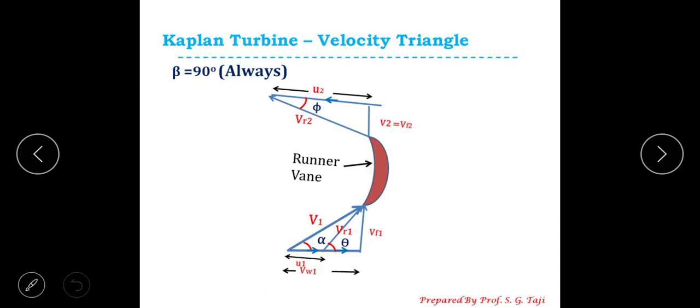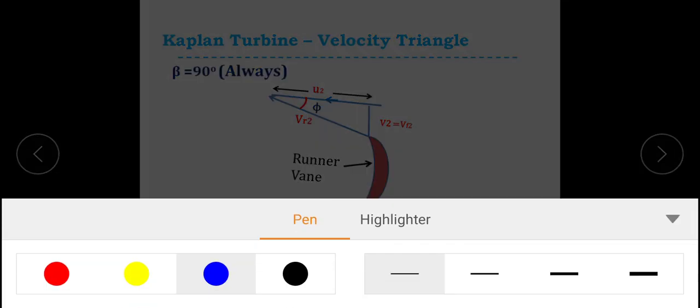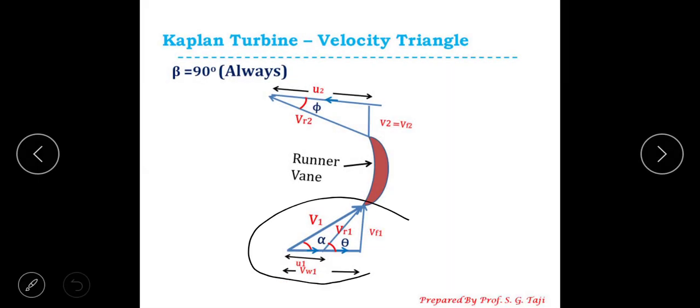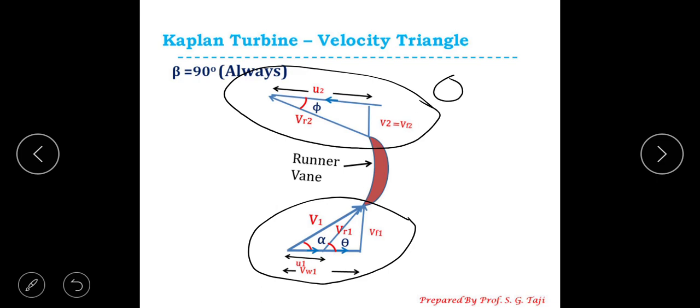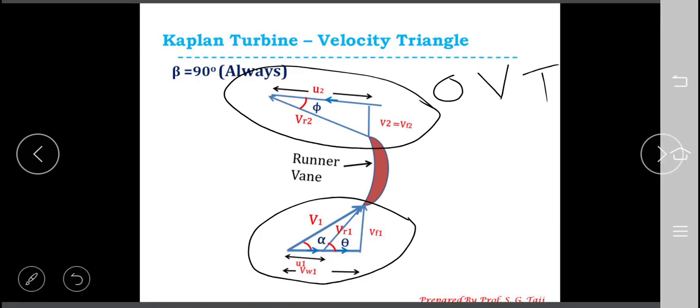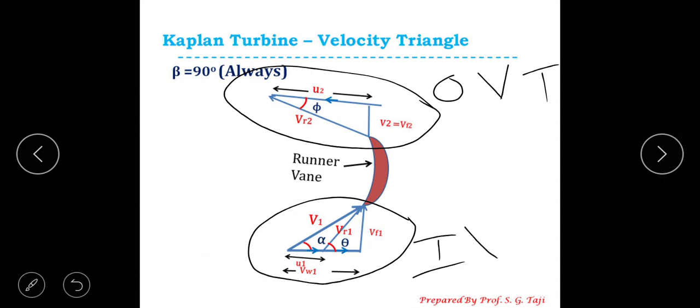Now, velocity triangle. As usual, whatever we have done for plates, curved plates, Pelton wheel, reaction turbine, that is Francis turbine, in the same way, no change at all. Only thing is, you are required to understand that, velocity triangles, inlet velocity triangle, outlet velocity triangle, inlet velocity triangle, right? That's all.